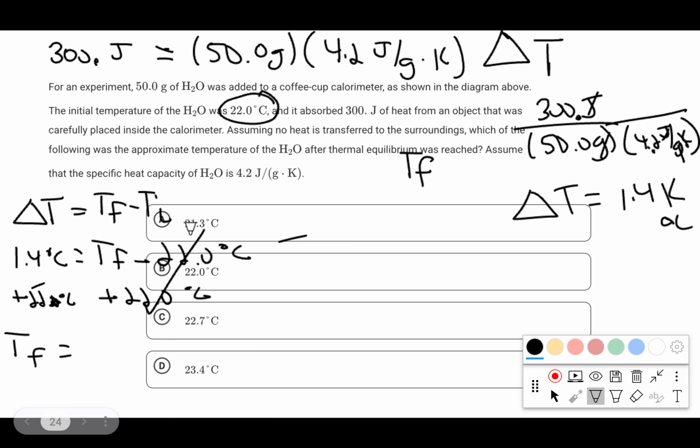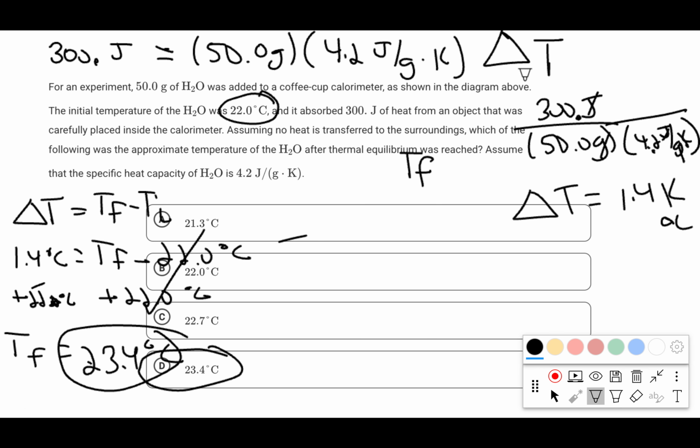And so my final temperature is going to be 23.4 degrees Celsius, which is going to give me letter D. You could have algebraically plugged this in up here and had your final temp and initial temp and solved it out that way. It just is a lot harder for some people, the algebra that way. I found that if I do it this way, it's a little bit easier for me to do.